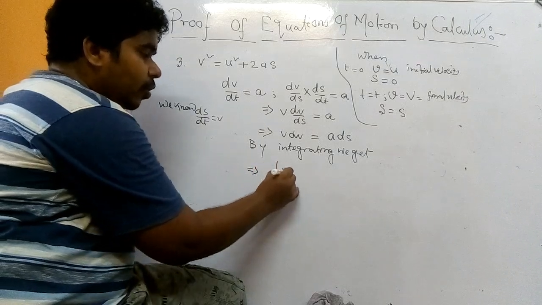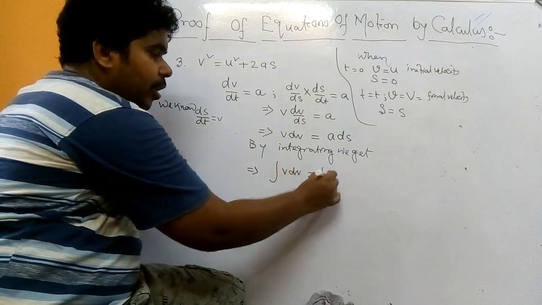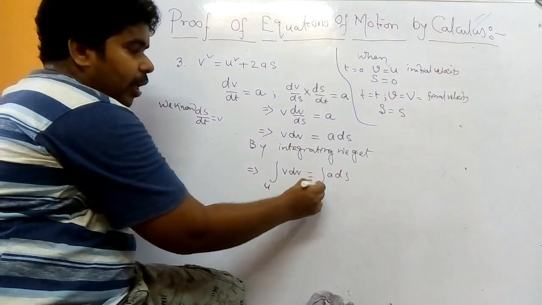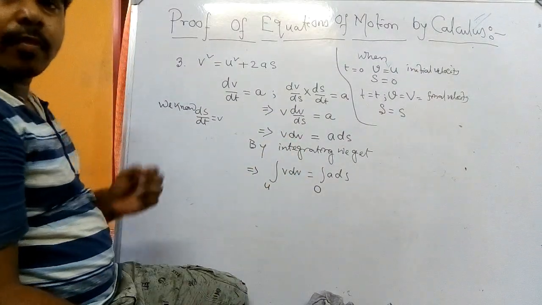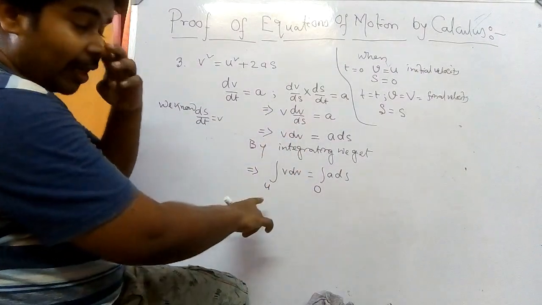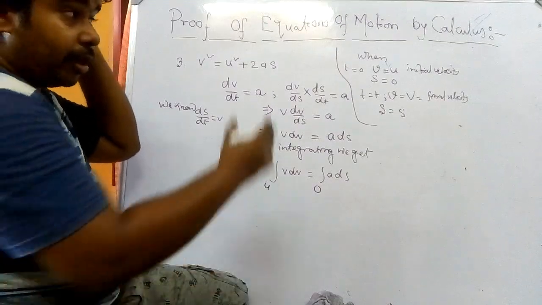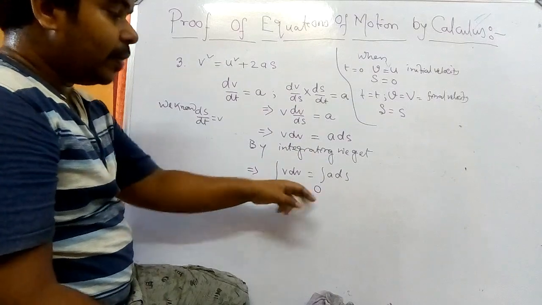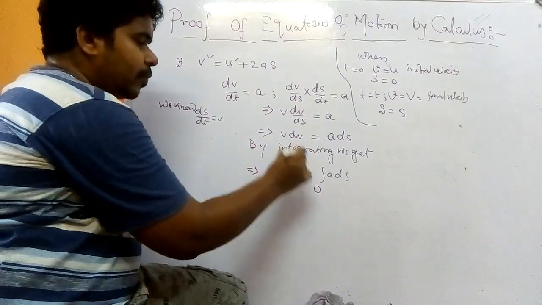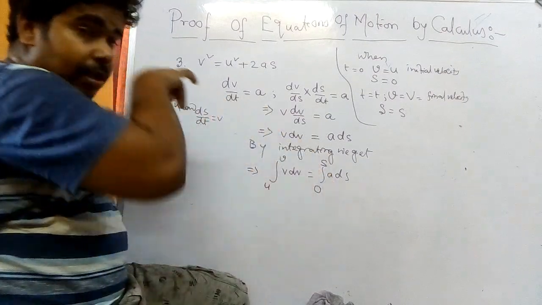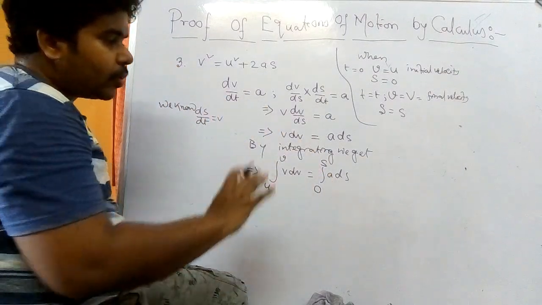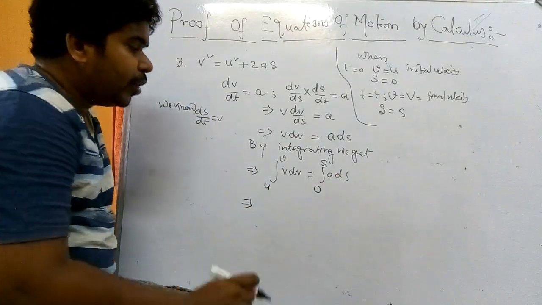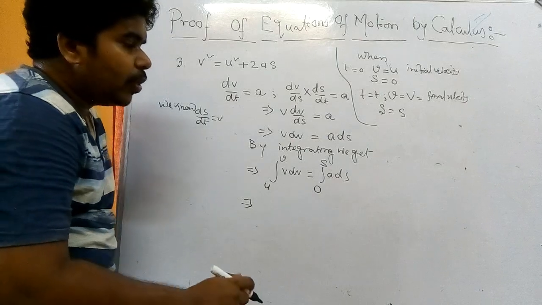So integration of v dv equals integration of a ds, and when your velocity is u, that time your displacement is 0. Okay, because at time t equals 0, your velocity is u and your displacement should be 0. And when your velocity is v, that time your displacement is s. Okay, so by this way we have to give the limit. So in this step, integration u to v, v dv, integration 0 to s, a ds.